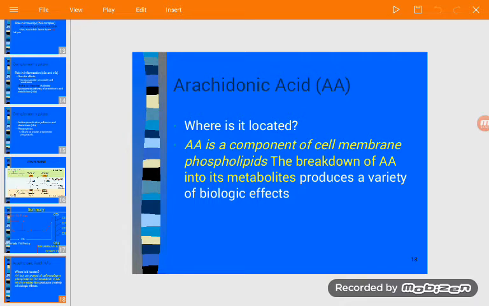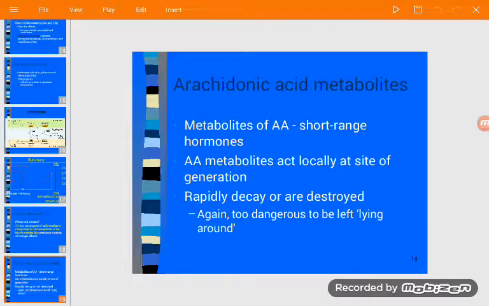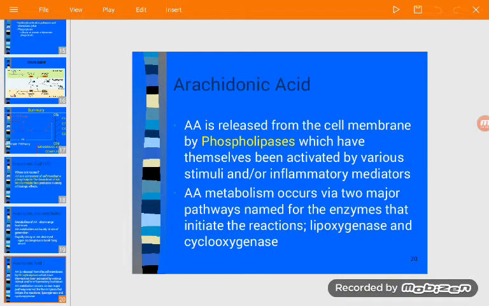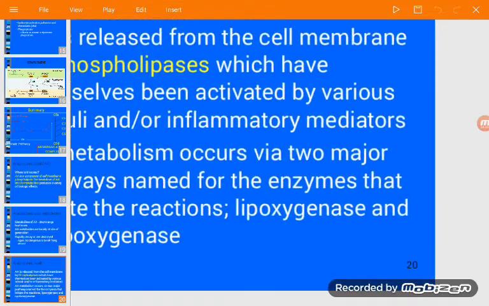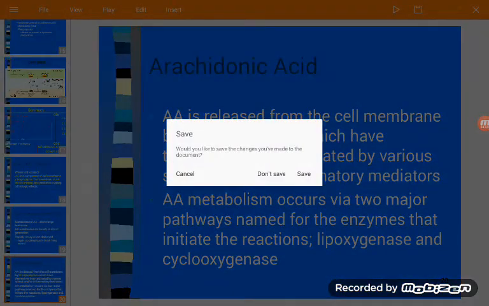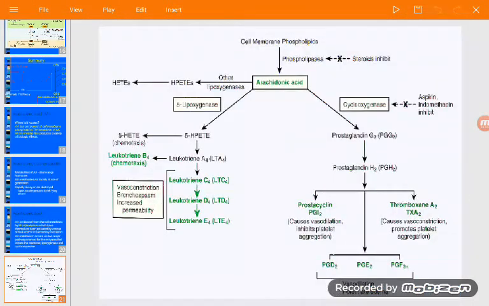The arachidonic acid is located in the plasma membrane. During inflammation, this will lead to activation of phospholipase A, and this will lead to metabolism of arachidonic acid to give many metabolites which have activity in acute inflammation. These metabolites are short-lived and rapidly destroyed. As I said, arachidonic acid is released from the damaged cell membrane. By the activity of phospholipase, it gives us arachidonic acid. Then arachidonic acid, with the activation of lipoxygenase and cyclooxygenase, gives us leukotrienes and prostaglandins. This is the pathway.